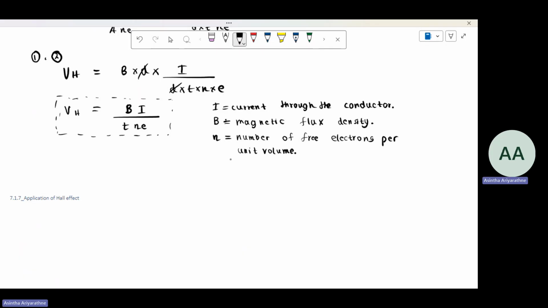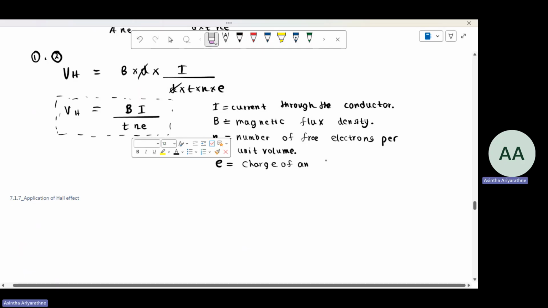n is the number of electrons per unit volume. V is the electric charge, right? The charge of an electron is minus 1.9 × 10 to the power minus 19 coulombs, the charge of an electron, right?